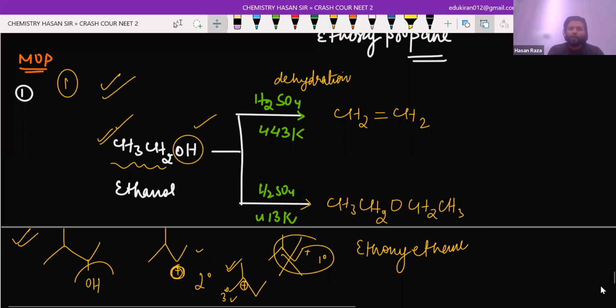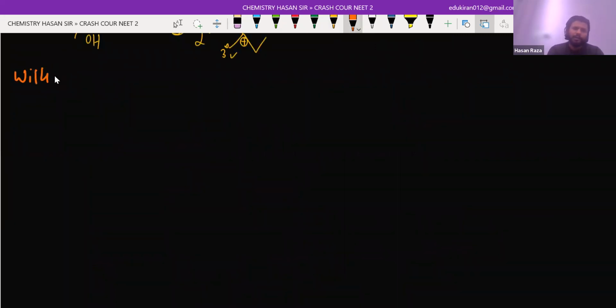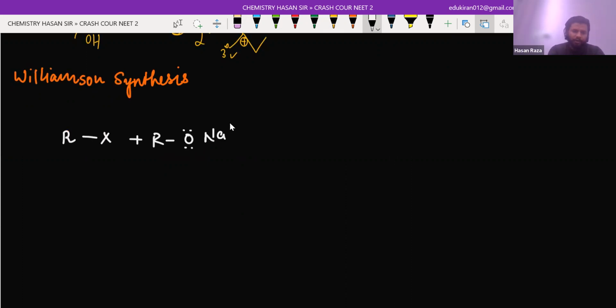Now the next is quite important, and it comes under name reactions. Its name is Williamson synthesis, and we use this to prepare ether. So basically, if you have an alkyl halide and this is your RONa, with Na positive and O negative, there will be a nucleophilic substitution reaction. This Williamson synthesis occurs with the mechanism of SN2.